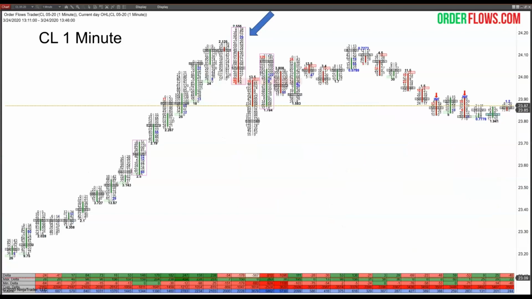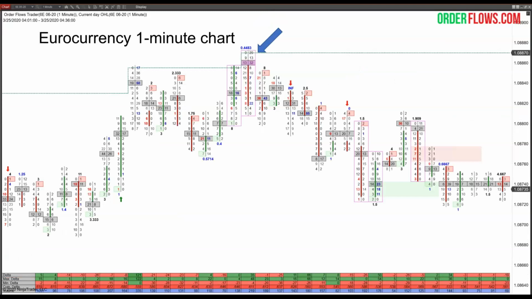All right, so this is a 1 minute crude chart. Nice clear swing high, multiple selling imbalances at the bottom of the bar. Doesn't look like much, but this is about a 20-cent sell-off in the next bar. The market then just goes sideways on you before it starts drifting down again. So you're seeing it on the 30-second chart, 1 minute chart, crude oil chart, E-mini chart, and Eurocurrency 1 minute chart.